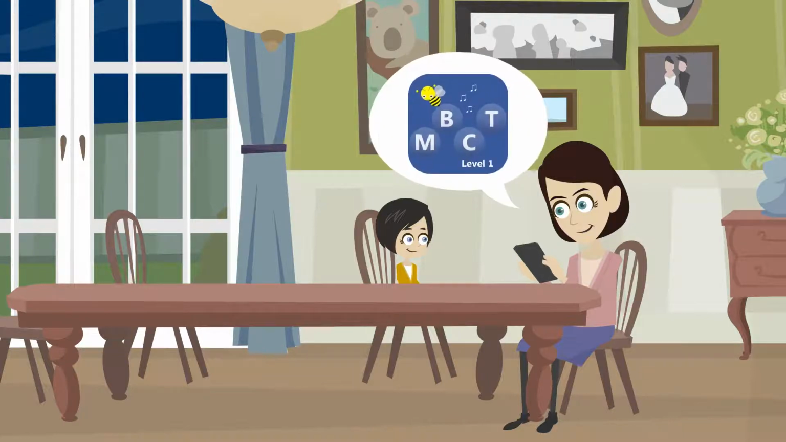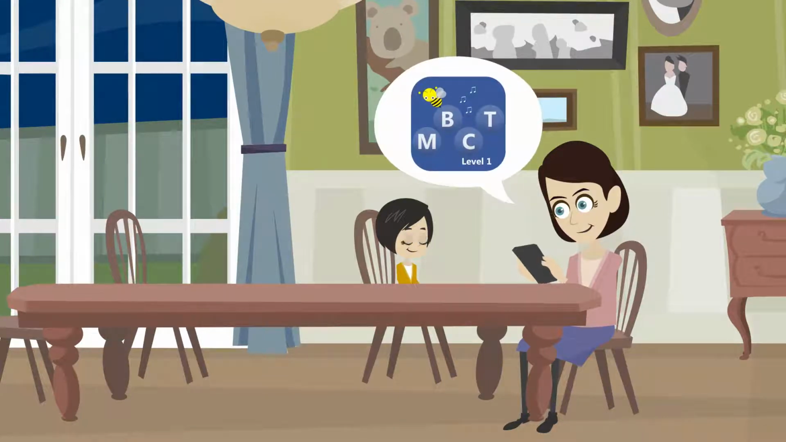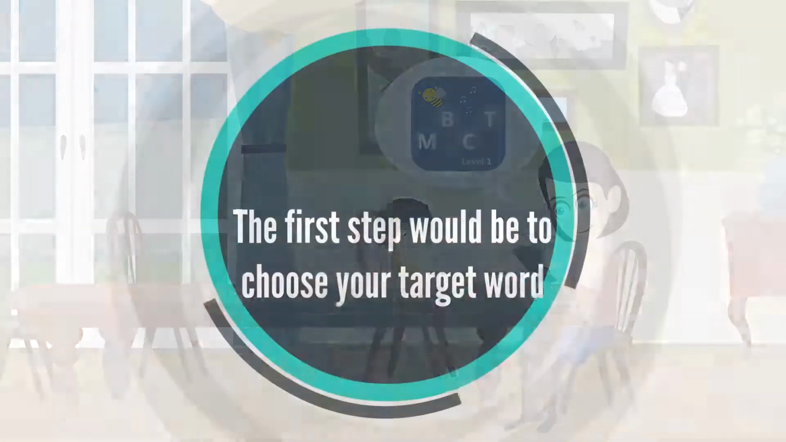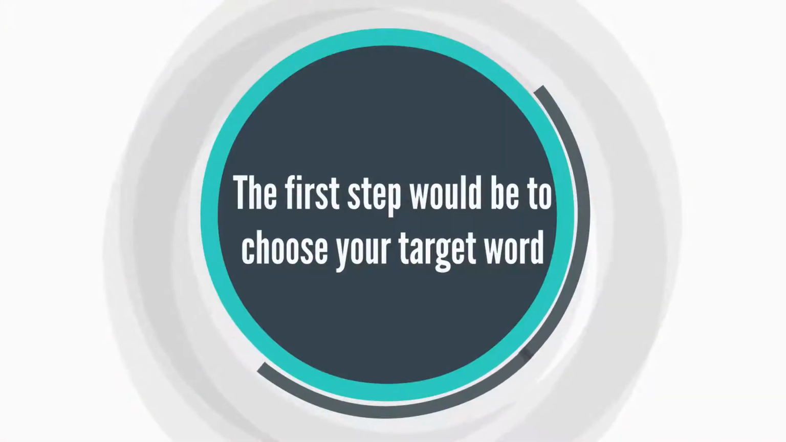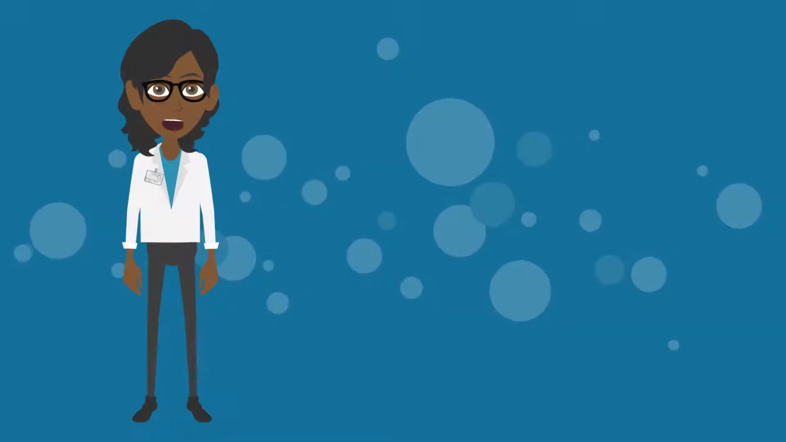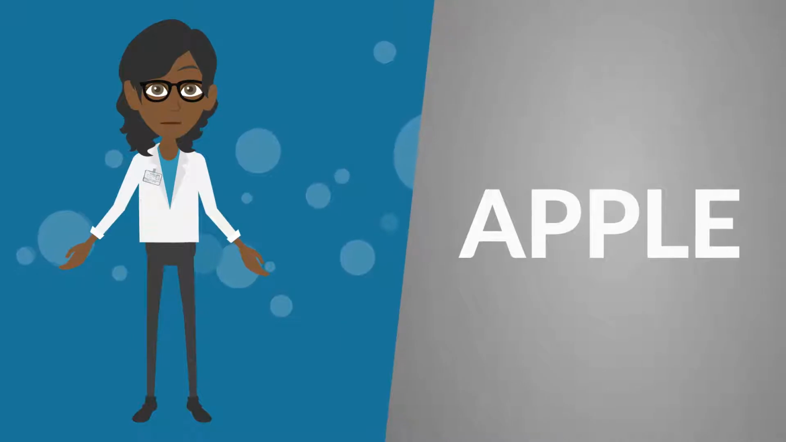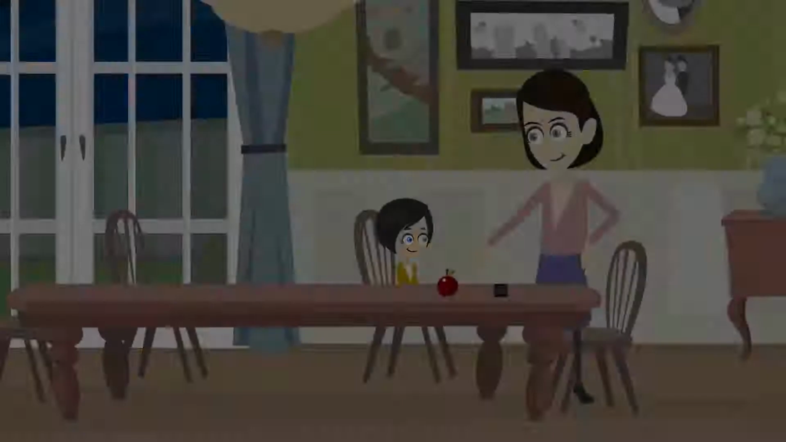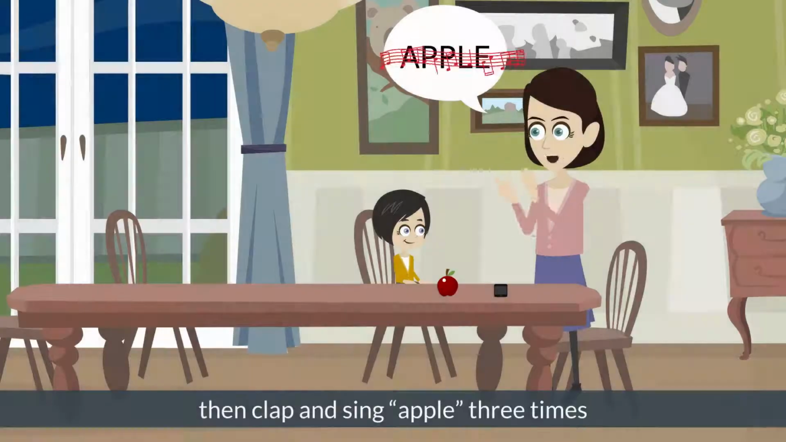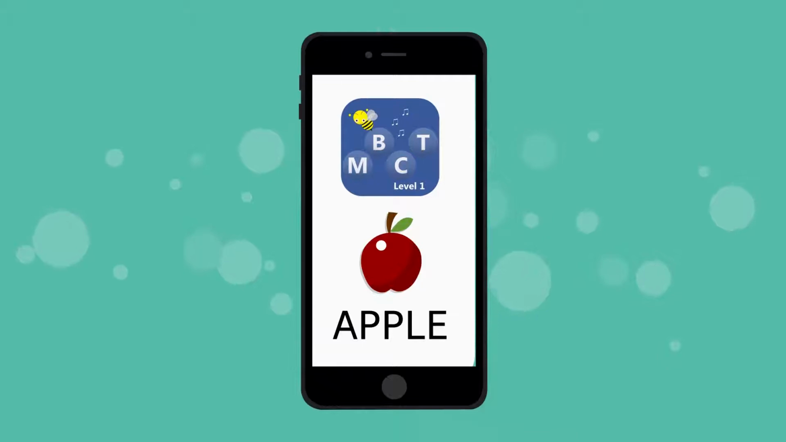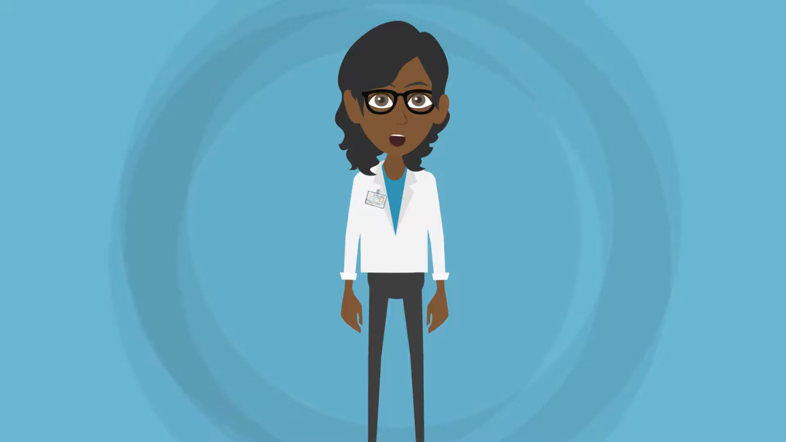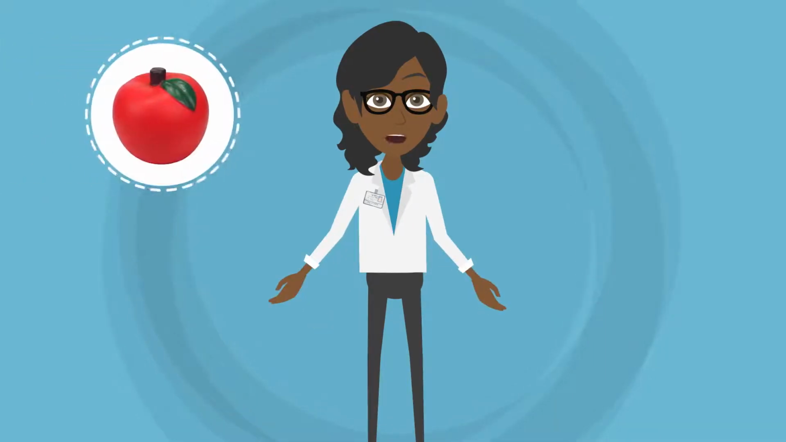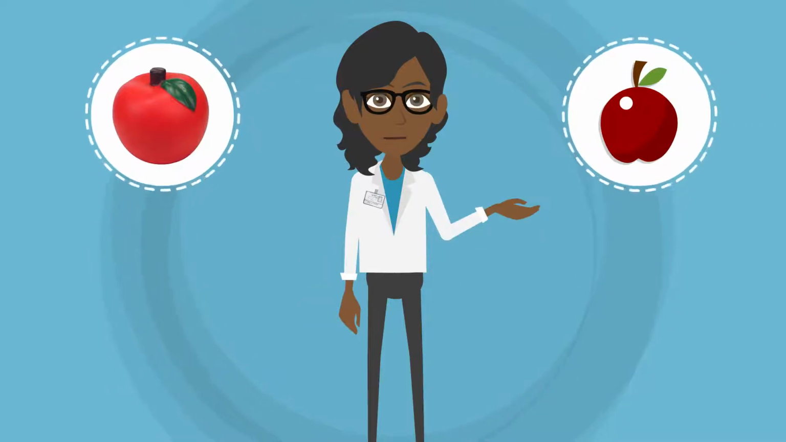If you are using the M.B.C.T. Level 1 app to complete this approach, the first step would be to choose your target word. For this training, we will use apple. You will press play, listen to the melody, point to the apple, then clap and sing apple 3 times. You may use the picture in the app or a tangible object, for example, a real or toy apple.